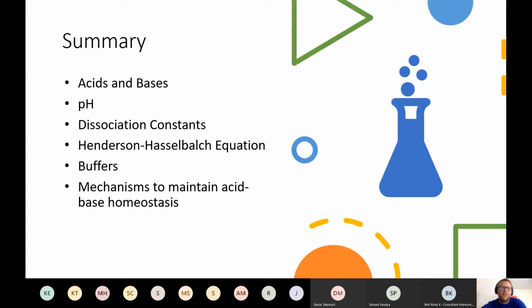So in summary, I hope I've defined acids and bases and talked about pH, dissociation constants and how they link into the Henderson-Hasselbalch equation. And I've given you an overview of buffers and how the body maintains acid-base homeostasis. Any questions?